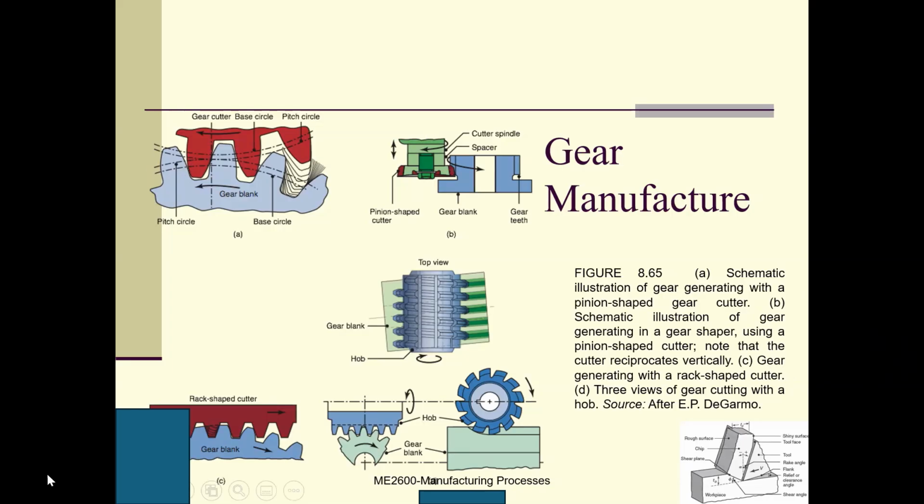C is the gear generation with a rack-shaped cutter. This rack-shaped cutter moves this way to get this profile. The last one, D, is three views of gear cutting with a hob. This is a hobbing machine for gears, and it is very expensive. So these are typically the four different gear cutting methods.